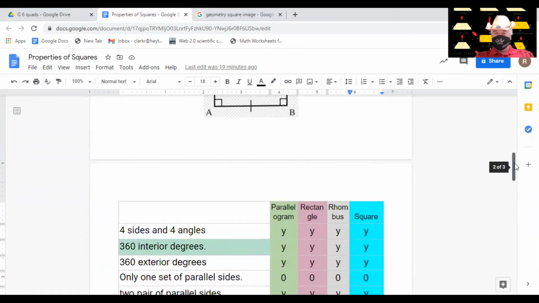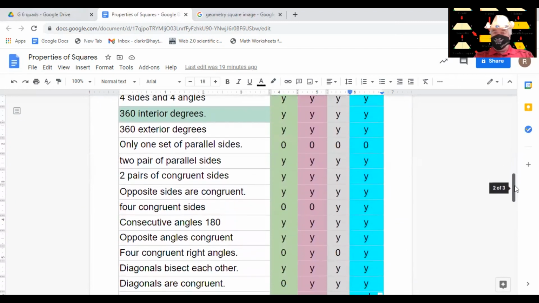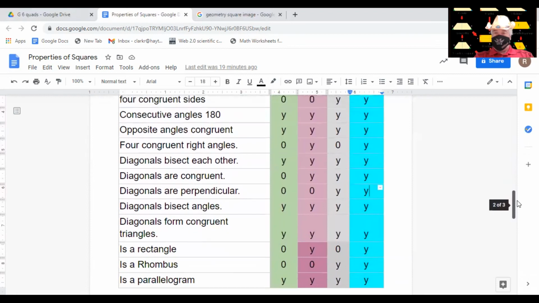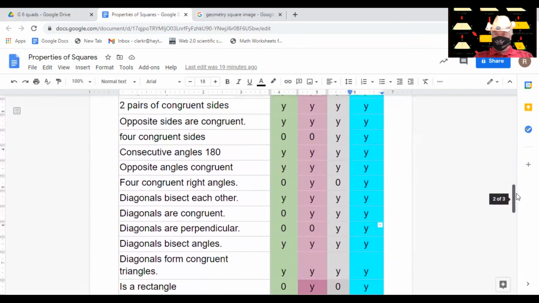Wait a minute. Make sure you got 1, 2, 3, 4 zeros. Everything else is true about that rectangle.